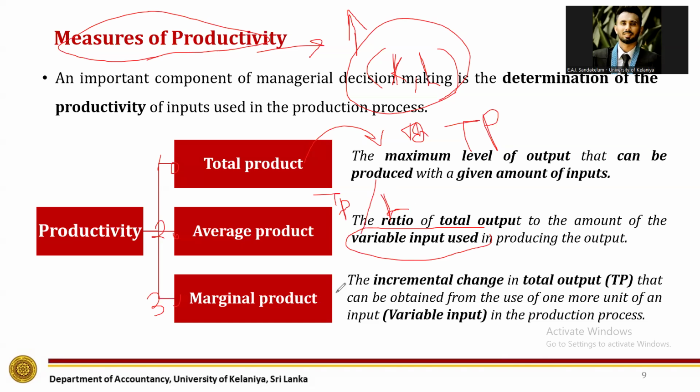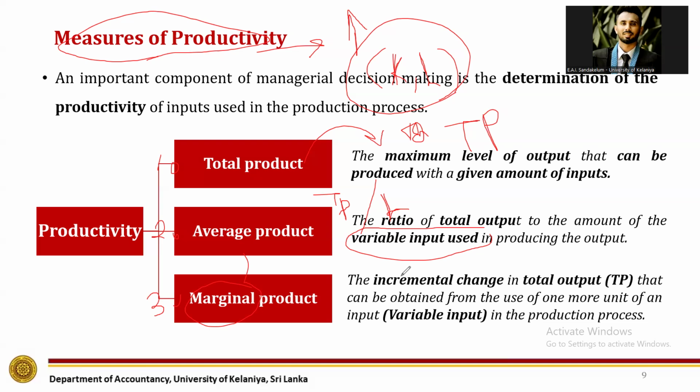Marginal product. Marginal means, at any time, the incremental part. Incremental means you are going to change the total output by changing one unit of your variable input. So you are going to change your total output by changing one or more variables. That means, simply, to measure the marginal impact, you need to change only the one variable input.